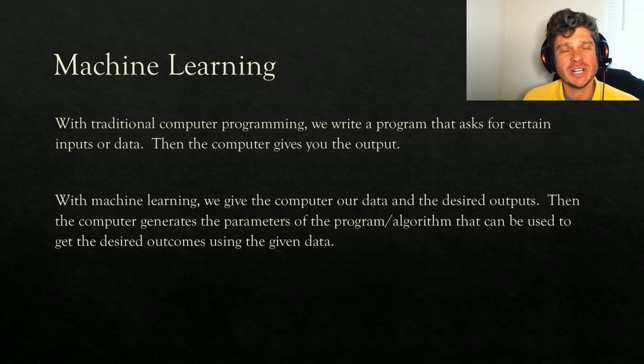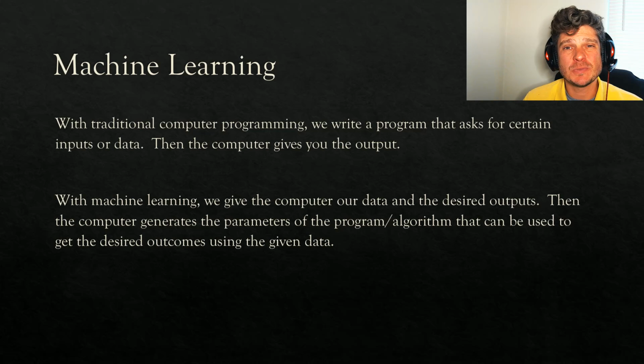Well, in machine learning, it's a little bit different. We give the computer our data, and we know what our desired output is going to be, and then the computer is going to generate the parameters of whichever program or algorithm we choose so that it can be used to actually get the desired outcome that we want for our given data set.